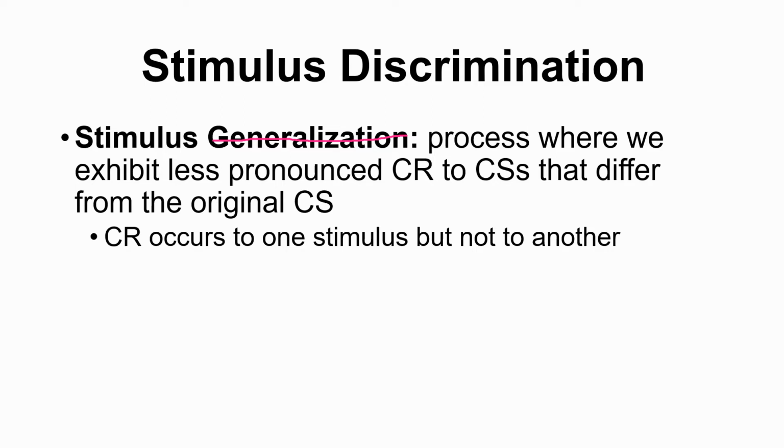But stimulus discrimination is a process where we exhibit a less pronounced conditional response to stimuli that differ from our original conditional stimulus. So we would have a conditional response to one stimulus, probably our originally trained conditional stimulus, but not to another similar stimulus.